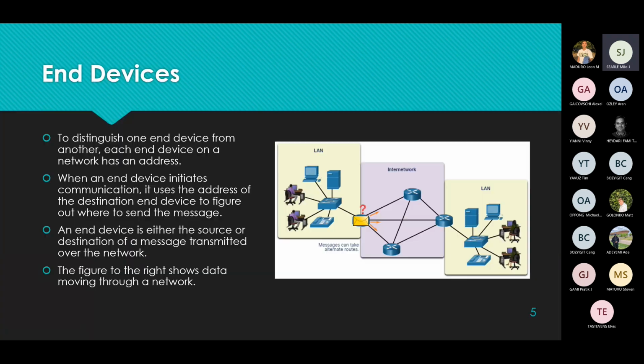Network devices. To distinguish one end device from another, each end device on a network has an address. When an end device initiates communication, it uses the address of the destination end device to figure out where to send the message. An end device is either the source or destination of a message transmitted over the network. The figure to the right shows data moving through a network.